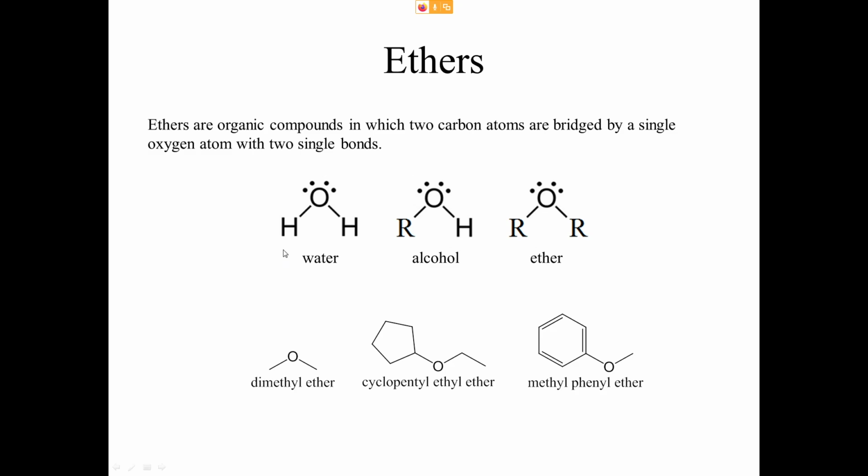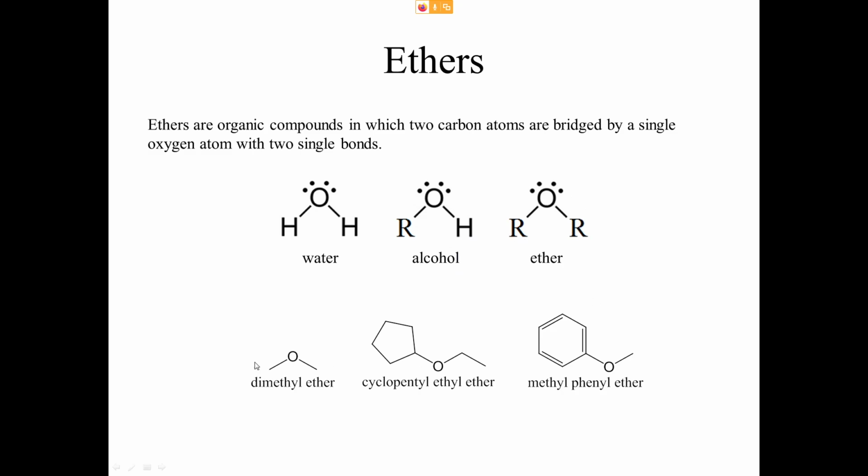Their differences are what's attached to the oxygen. If it's two H's, it's water. That's the only molecule like that. If it's got some carbon chain on one side and an H on the other side, in other words, this carbon chain has an OH on it, it's an alcohol. If the carbon chain appears on both sides of the O, there's no H left, we call it an ether.